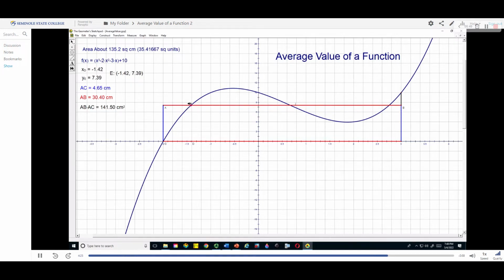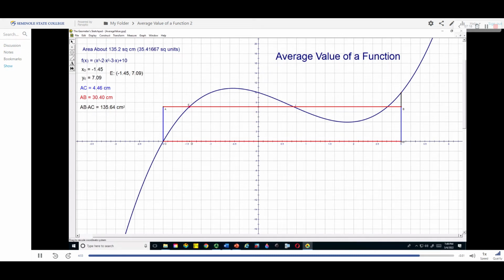But I'll try and get a little bit closer here. Yeah, it's pretty good, 7.09. So here the area of the rectangle, 135.64 square centimeters, is pretty close to the 135.2 square centimeters, which is about the area under the graph of this blue function from -2 to 3.